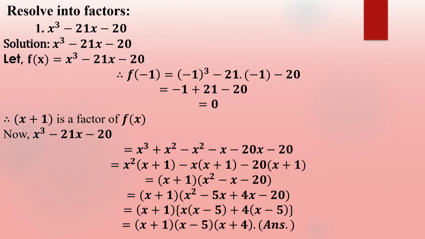Now this is equal to, that means resolve into factors. Here we will split the middle term. So here will be x square minus 5x plus 4x minus 20. Here x is common. As a result, here will be x minus 5, and common plus 4 into x minus 5. Therefore, x plus 1 into x minus 5 into x plus 4. This is the required answer.